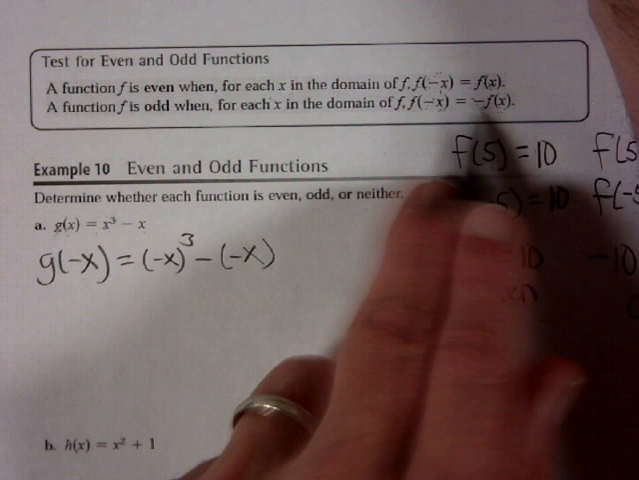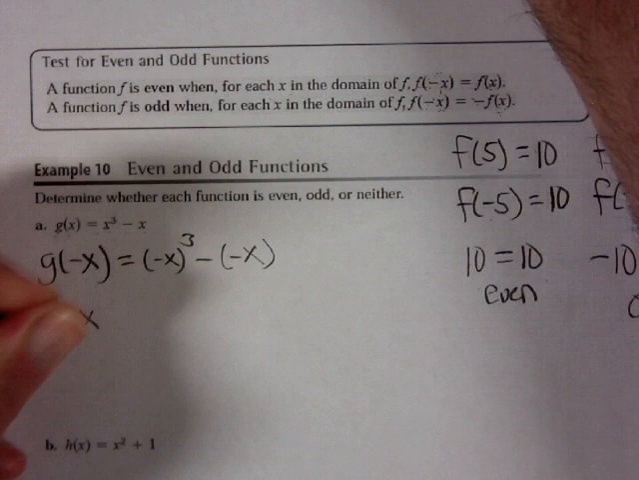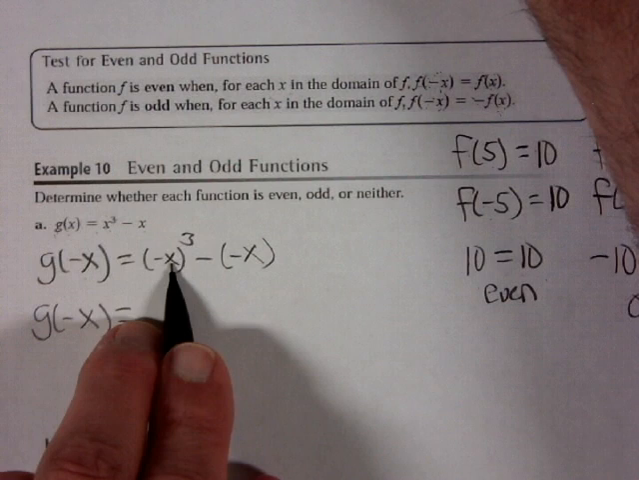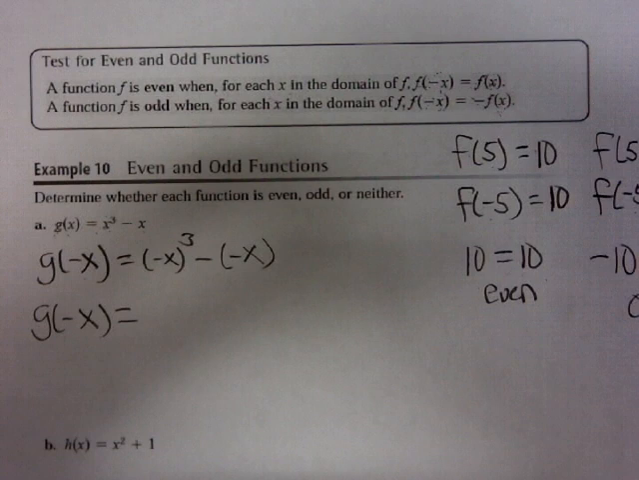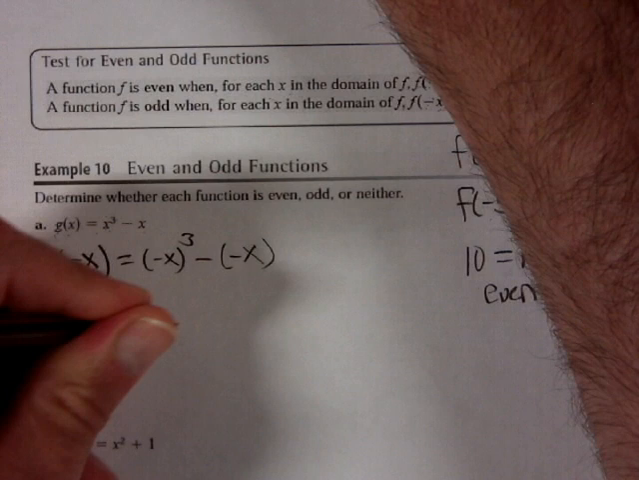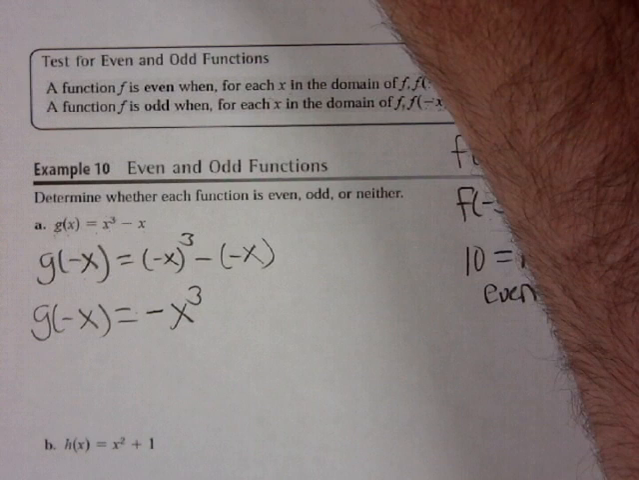So g of negative x now will be equal to, so I need to figure out what negative x raised to the third power is. Well, negative x times negative x times negative x: negative times a negative is a positive, times a negative is back to a negative. And then x to the third power will also be behind that. So that's negative x to the third power. Negative and negative makes a positive here. That's plus x.